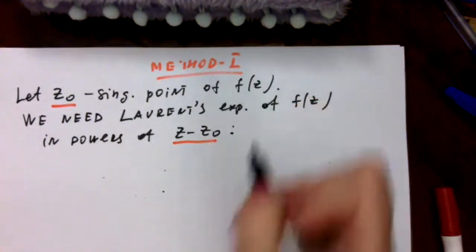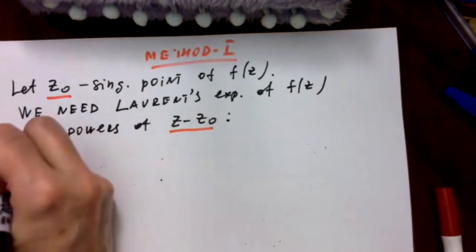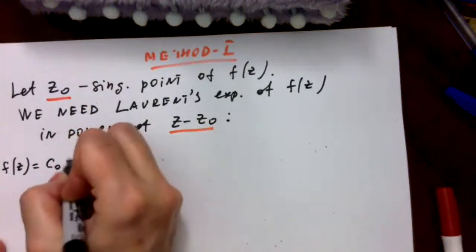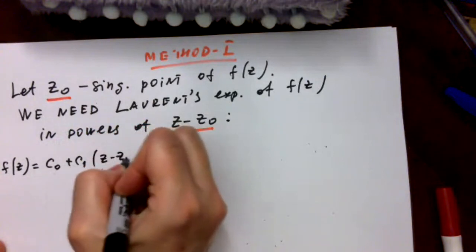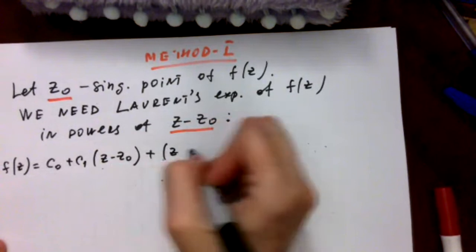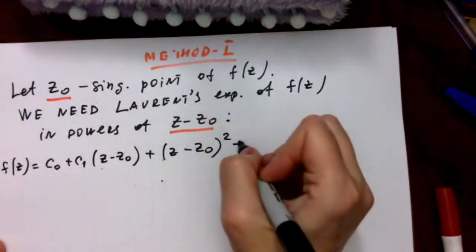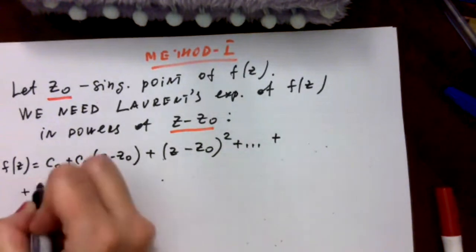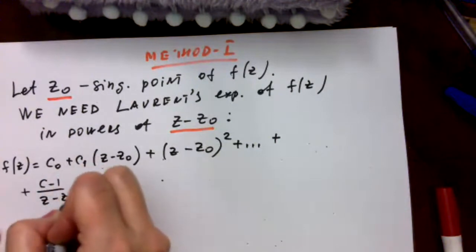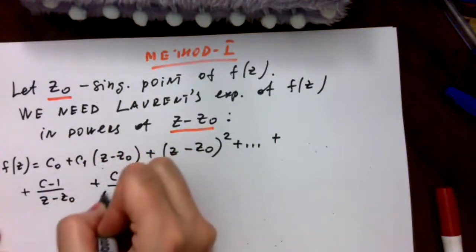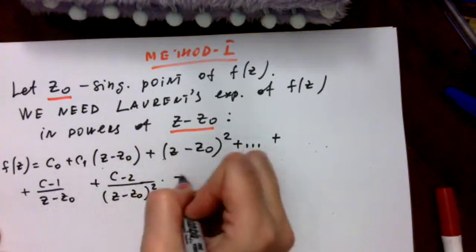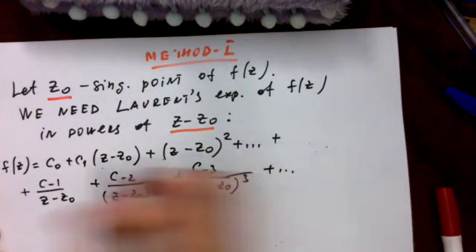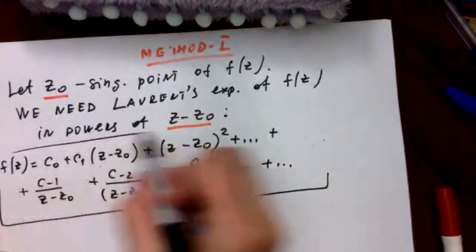Let me remind you how this Laurent series looks like. f of z, I already wrote it to you in our face-to-face tutorial, but nevertheless. So this is the so-called regular part, which contains non-negative powers of your z minus z0, plus so on. But you can also have the so-called principal part. Let's write it down: c minus 1 divided by (z minus z0), plus c minus 2 divided by (z minus z0) squared, plus c minus 3 divided by (z minus z0) cubed, and that's enough, plus so on. So you will get something like this.